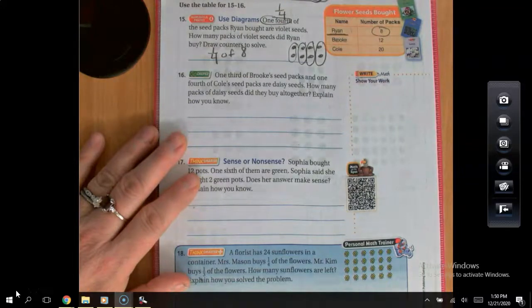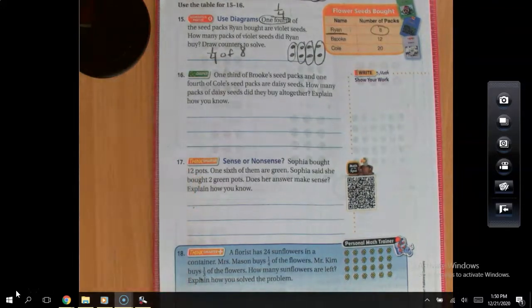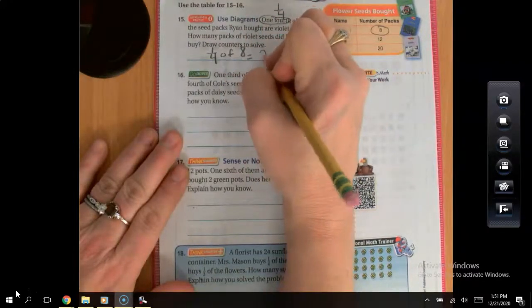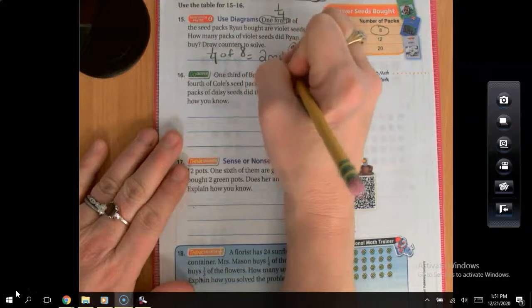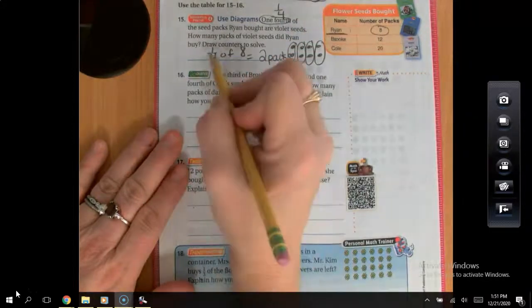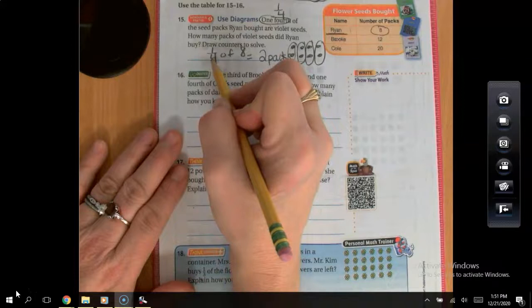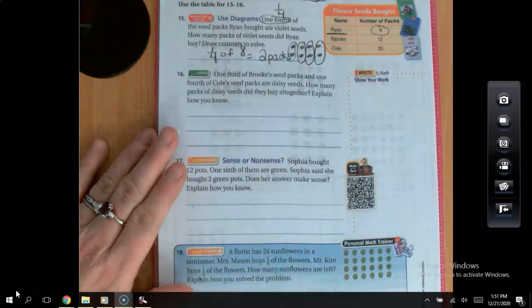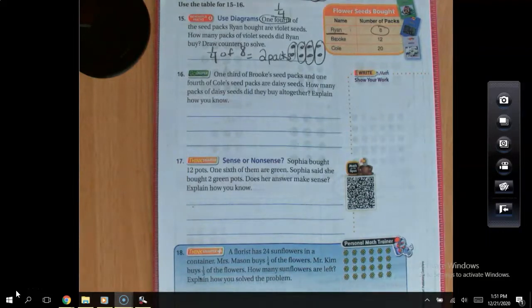How many packs of violet seeds does Ryan buy? How many are in each group, boys and girls? 2. So he buys 2 packs. Boys and girls, you could also figure that out because 4 times 2 equals 8. Good job. All right, let's look at number 16.